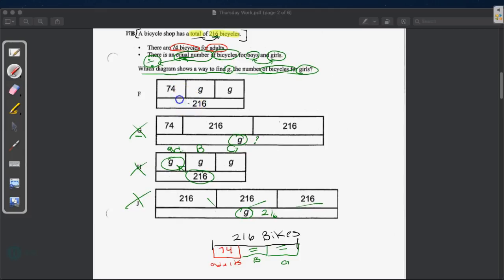Letter F is right because here are the adults, and this one should have a B for boys. But anyways, you see how they're both the same? Because they're an equal number. Your correct answer was letter F. And that was it for your problem solving.